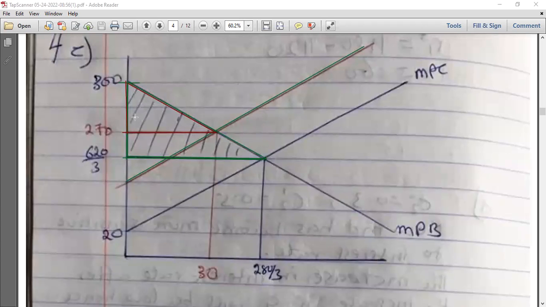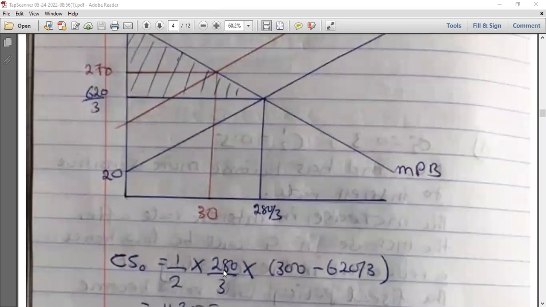If you want to find the area of this small one, the base is the new, efficient quantity, and the height is going to be 300 minus 270. So find the big one, find the small one, and then you find the difference. That will be the change in CS. So let's look at how we do that. The first one, as I said, is half base times height. So half times the base, from here to here. That's the quantity under the competitive condition.